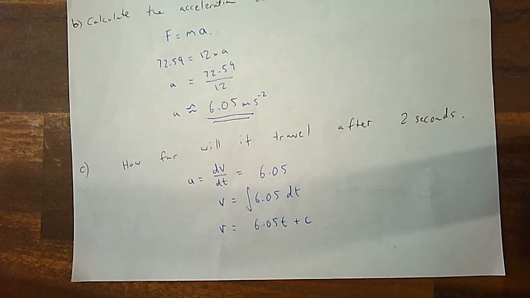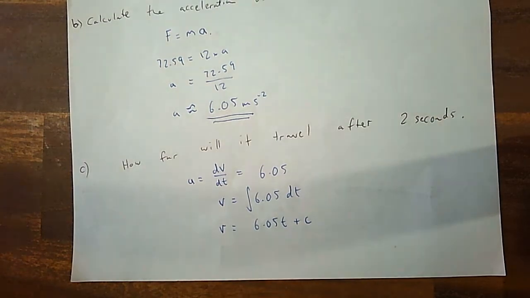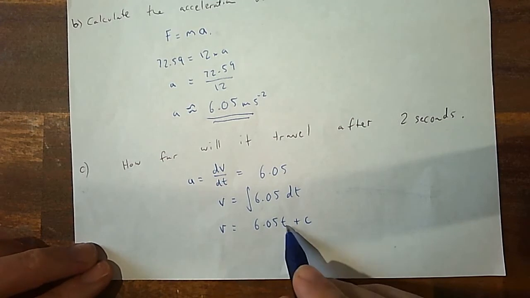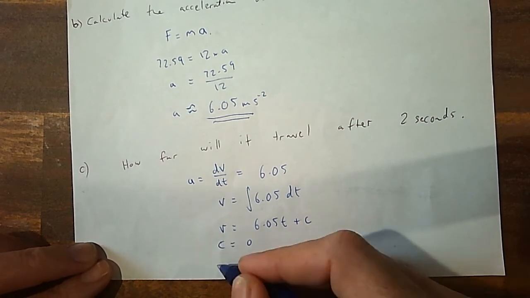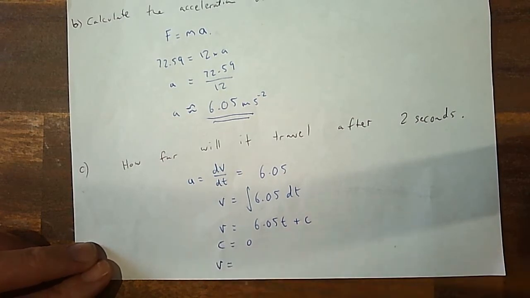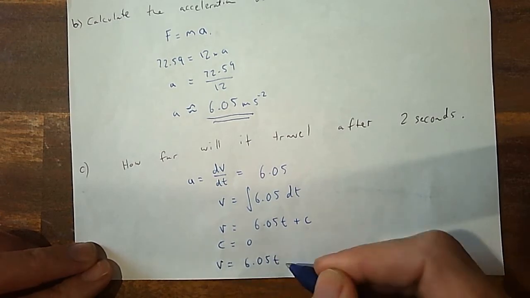In this situation, let's say it was at rest initially, at time 0. Then our initial velocity will be 0, and when I substitute in v equal to 0 and t equal to 0, my c value will equal 0 as well. So the relationship between velocity and time is just v equals 6.05 t.